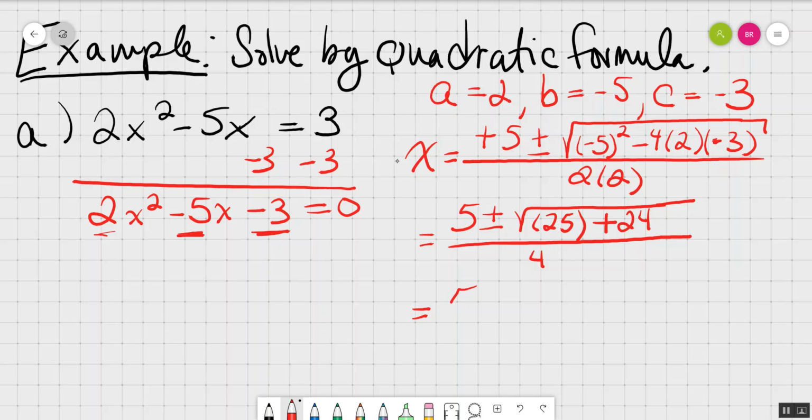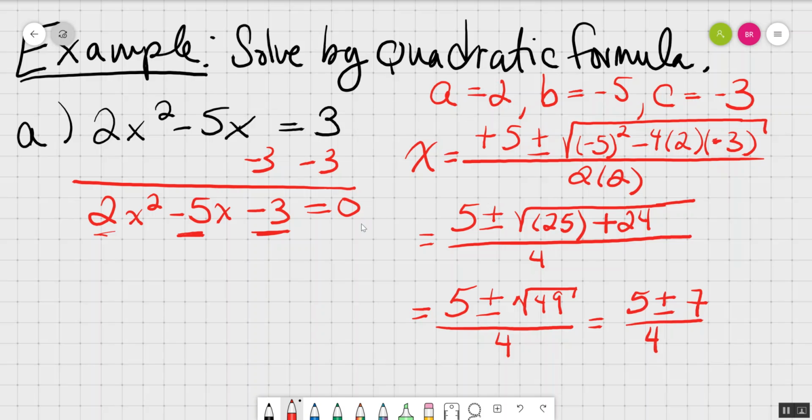And then you won't make any mistakes because you've been thorough. Okay, 25 plus 24, better give me 49 all over 4. Now hopefully you know your perfect squares well, and you know that the square root of 49 is 7. So this actually becomes 5 plus or minus 7 over 4, which we can reduce.